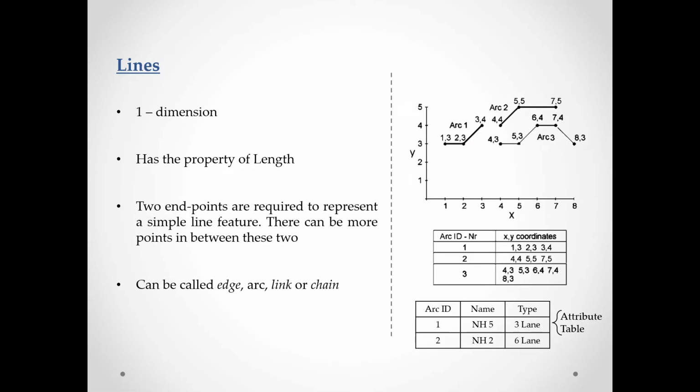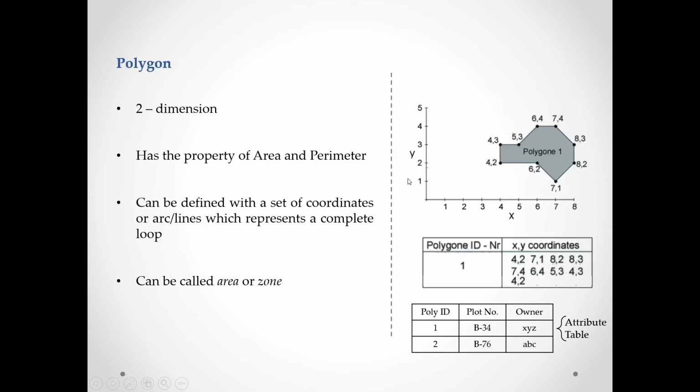For line, it is one dimension, has the property of length. Two endpoints are required to represent a simple line feature. There can be more points in between these two. Can be called edge, arc, link, or chain. And this is for the line representation, and this is the attribute table for that representation.